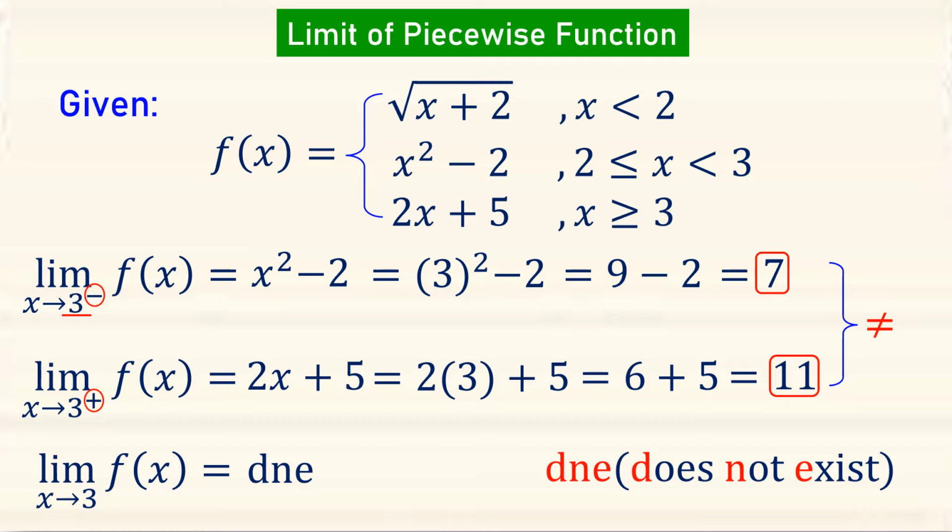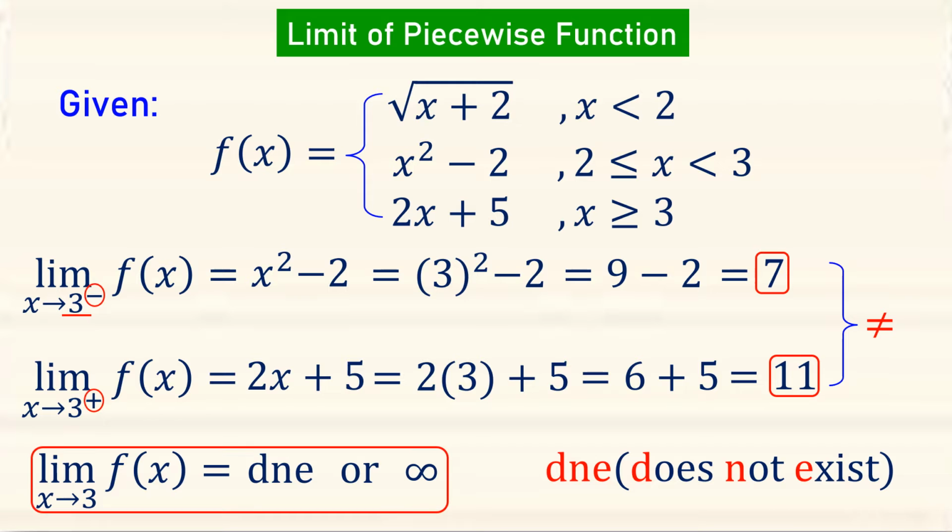DNE stands for does not exist, or we use the symbol infinity for does not exist. Again, I repeat, if your limit of f of x as x approaches from the left is not equal to the limit of f of x as x approaches from the right, then your answer for that specific limit is DNE, does not exist.